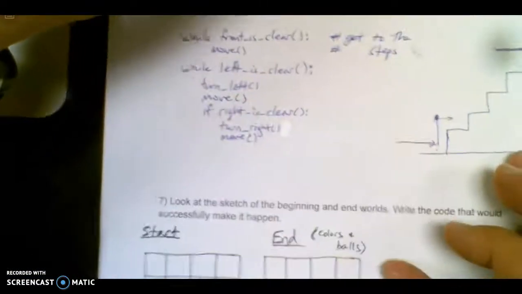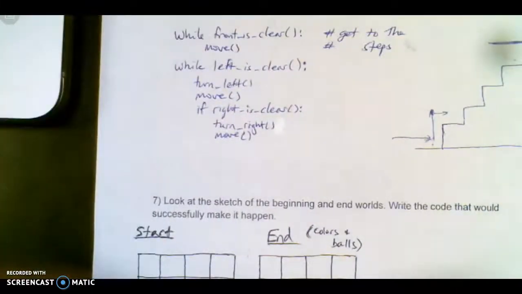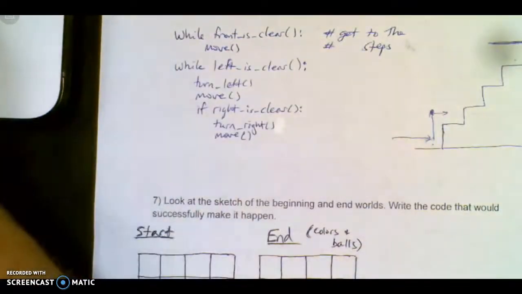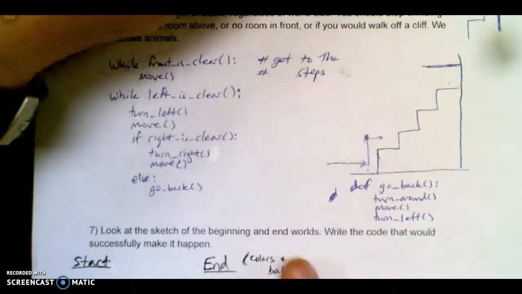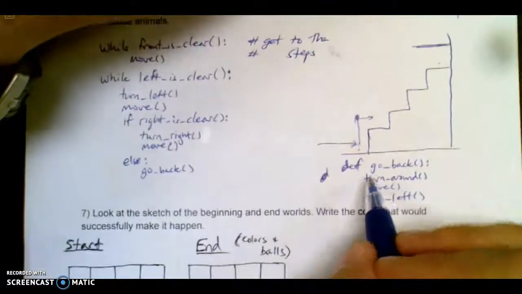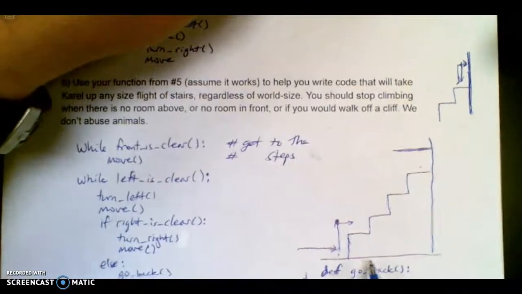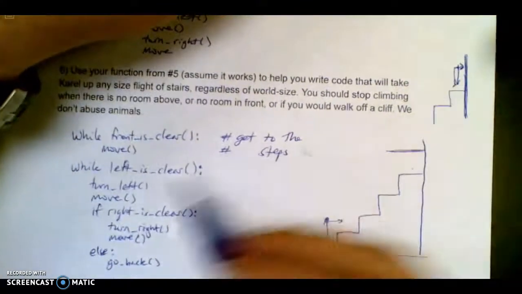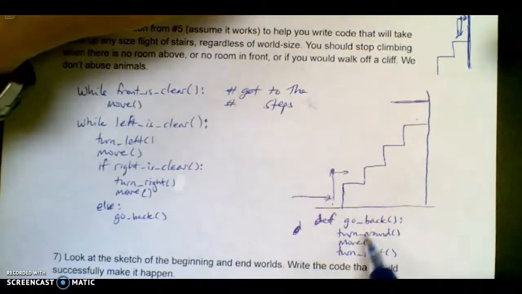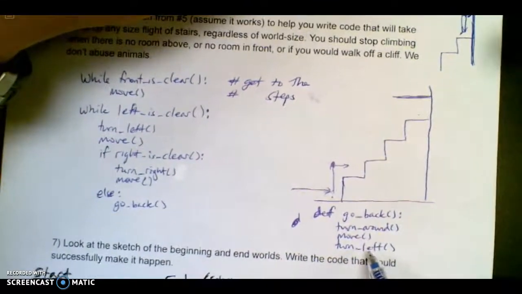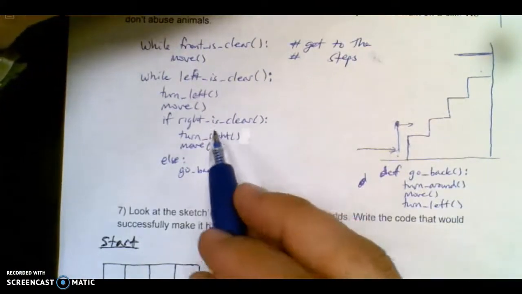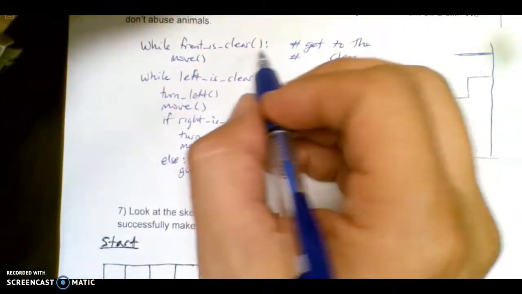So I'm going to pause this, write a little function for go back off to the side. You have to put your functions up top. But I'm going to do that so I don't waste time here. Alright, so I wrote this function go back. So this is if I went up and I saw there was a wall there. So that's the else part. I would say go back, which is just turn around, move down, turn left. And that gets me back.